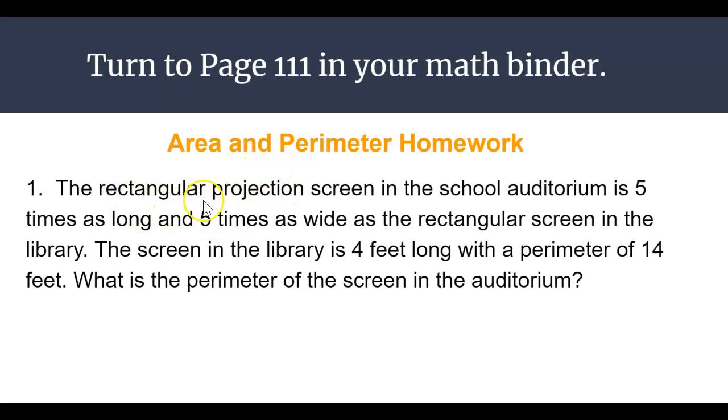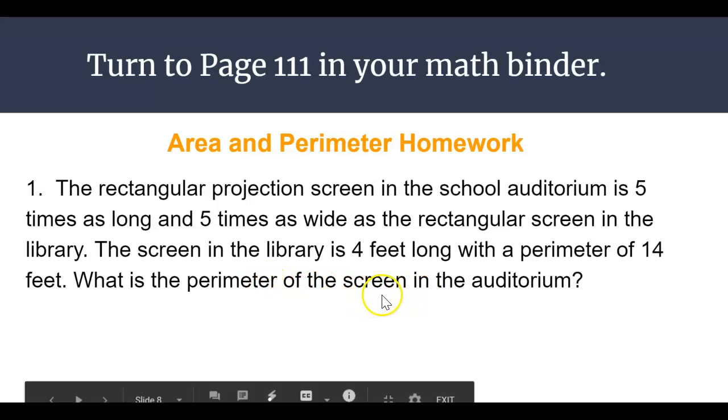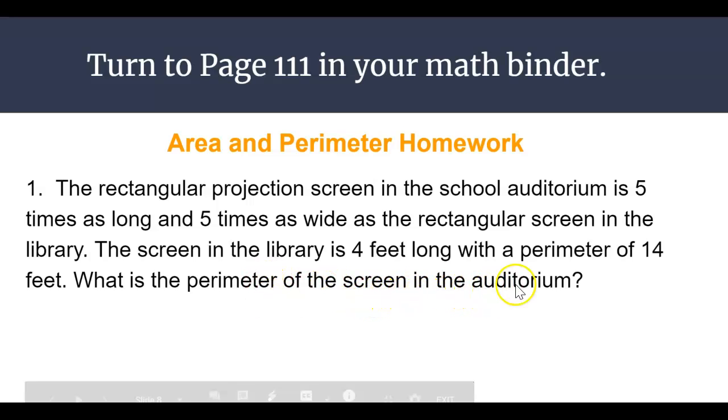All right, so the first one, the rectangular projection screen in the school auditorium is 5 times as long and 5 times as wide as the rectangular screen in the library. The screen in the library is 4 feet long with the perimeter of 14 feet. What is the perimeter of the screen in the auditorium? So you're going to do these independently inside of your math binder.